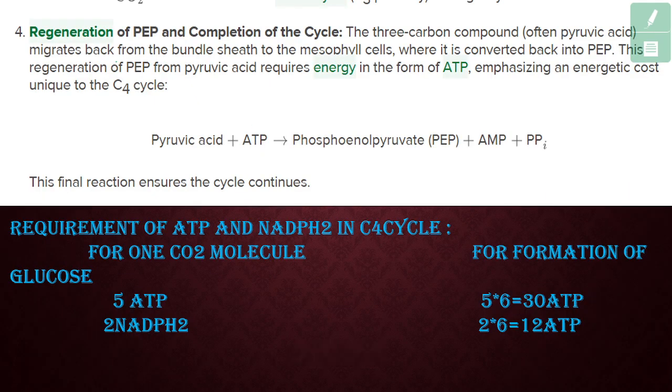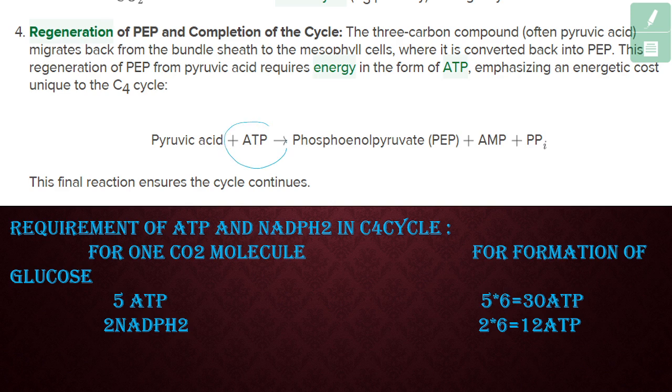The last step is the regeneration step, that is, regeneration of PEP and completion of this cycle. The three carbon compound pyruvic acid formed in the decarboxylation reaction migrates back from the bundle sheath cell to the mesophyll cell, where it is converted back into PEP. This regeneration of PEP from pyruvic acid requires energy.